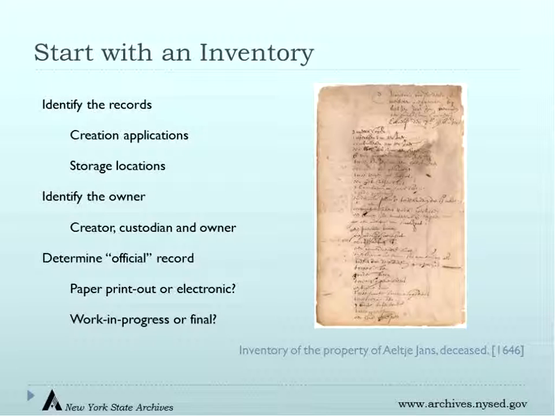Now, the State Archives has a separate 3-hour workshop and a 1-hour recorded webinar available on inventorying your electronic records. So if you want more information on how to conduct one, you may want to look into that. An inventory can also help determine the official record, and that's the one that must be retained for its full retention period. So you do want to determine the official record and, for example, decide if it's the paper printout or the electronic file that's stored on the server.